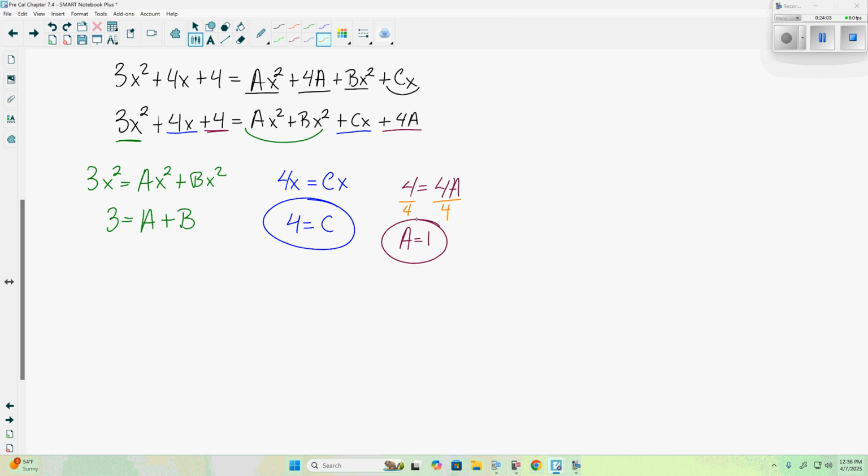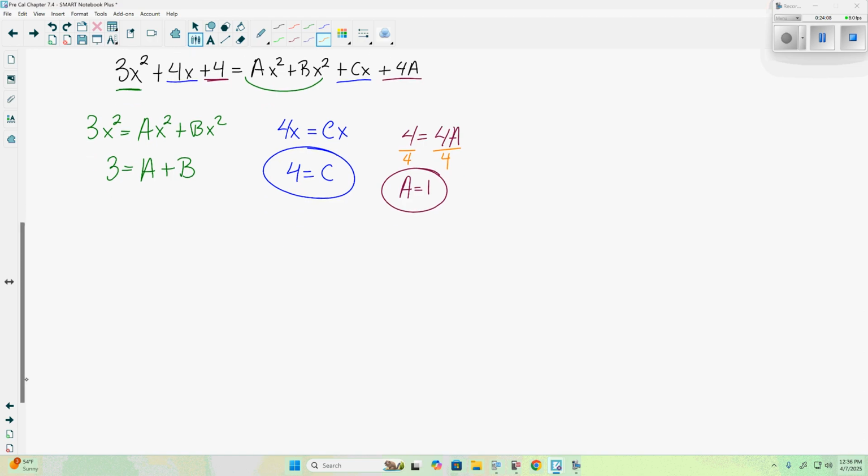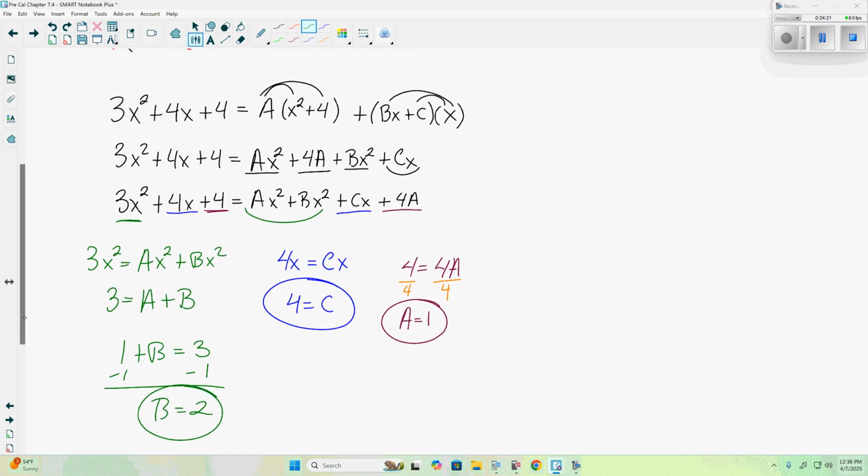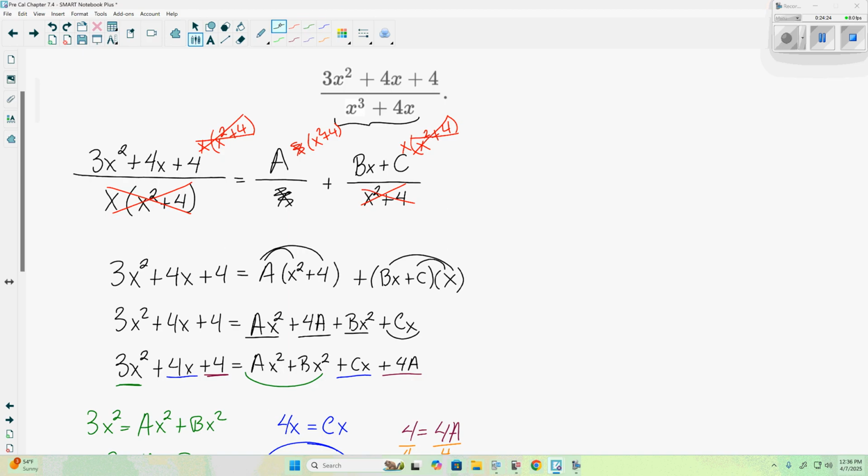A is 1, C is 4. What is the only thing we're missing? B. Because we can come back over here and say that 1 plus B is 3. A is 1, B is 2, C is 4. So that means for us here, we have 1 over x plus b we said was 2, yes? So 2x plus 4 over x squared plus 4.